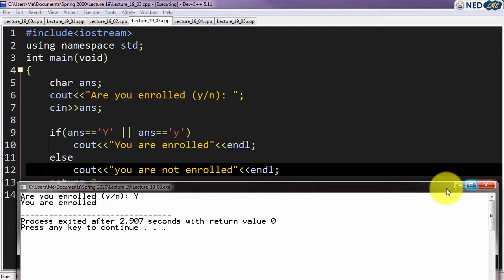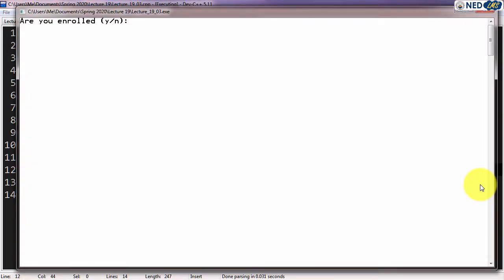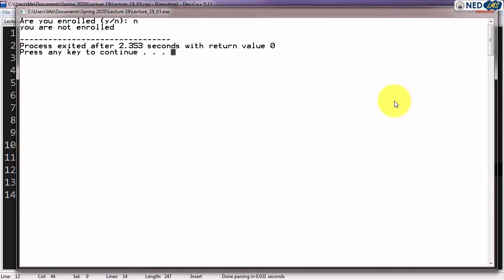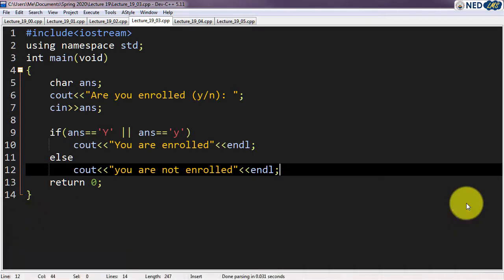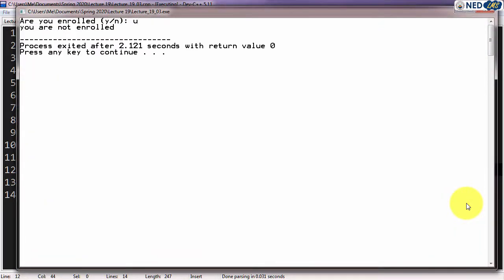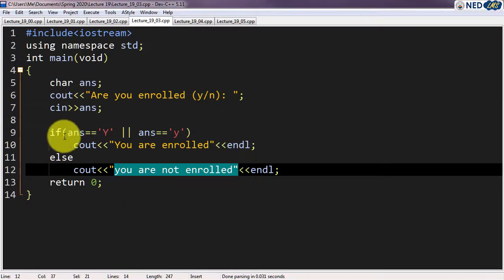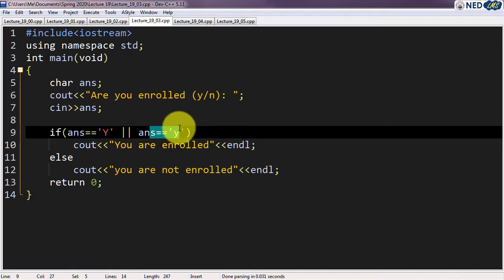So let's try running some. Let's try N over here. It says you are not enrolled. In this case, answer equals N. N equals Y? No, that is false. N equals small y? That is also false. False or false is false. So this statement did not run, and this statement actually ran. Even instead of N, I can have U over here. I can press any letter except Y, and we get the cout for you are not enrolled, because this condition is false and this condition is false.